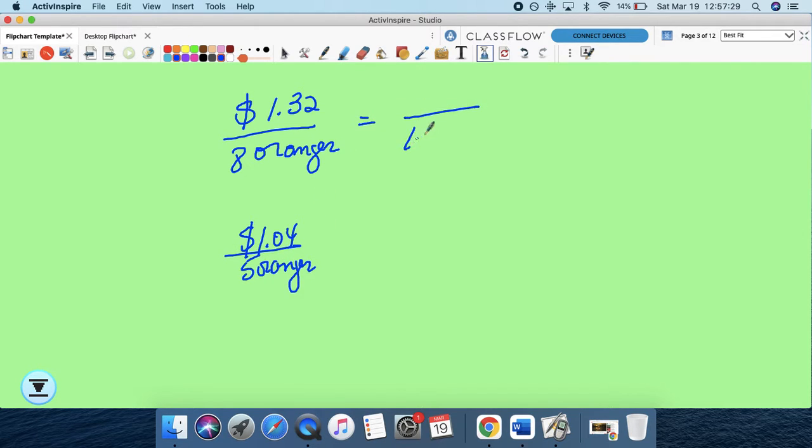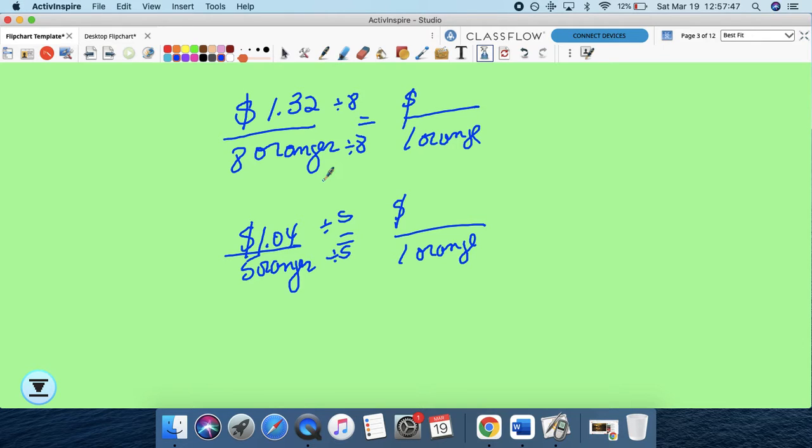And then change it to 1 orange. Change this to 1 orange and find the price. So in this case here, we're going to divide by 8, right? Divide by 8, divide by 5, and I get a calculator.